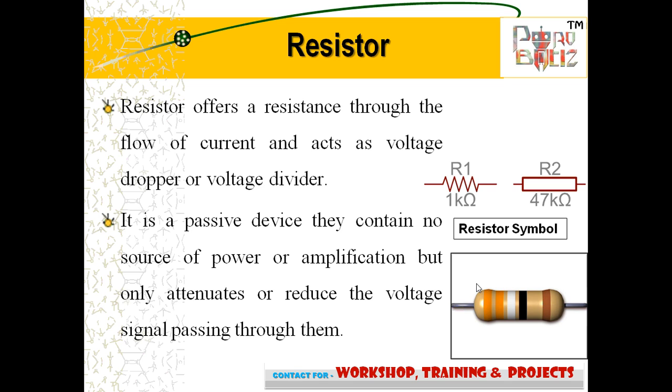Now I'll discuss the resistor. A resistor offers resistance to the flow of current and acts as a voltage dropper or voltage divider. It is a passive device that contains no source of power or amplification, but only attenuates or reduces the voltage signal passing through it. Here is the resistor symbol, and here is one resistor, R1. Its value is 1 kilo ohm, and here is another resistor, R2. Its value is 47 kilo ohms.